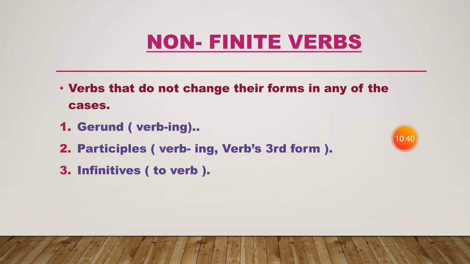So gerund, how will we write gerund? Verb plus ing, like going, doing, eating, sleeping, saying, dancing, singing. I am dancing, I was dancing, I will be dancing. So they will never change their form. Participle, again verb ing and verb's third form. Just as I said, don't sit on the broken chair. Do you know she was sitting on the broken chair? So the word broken will never change its form in any of the cases, whether you are expressing some present event or past event or future event.